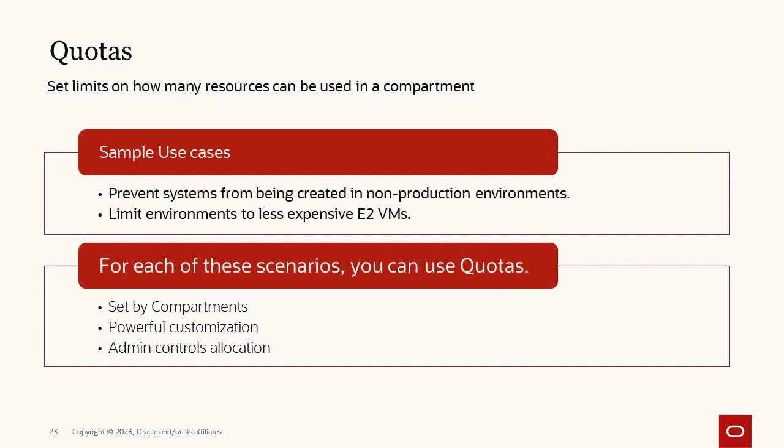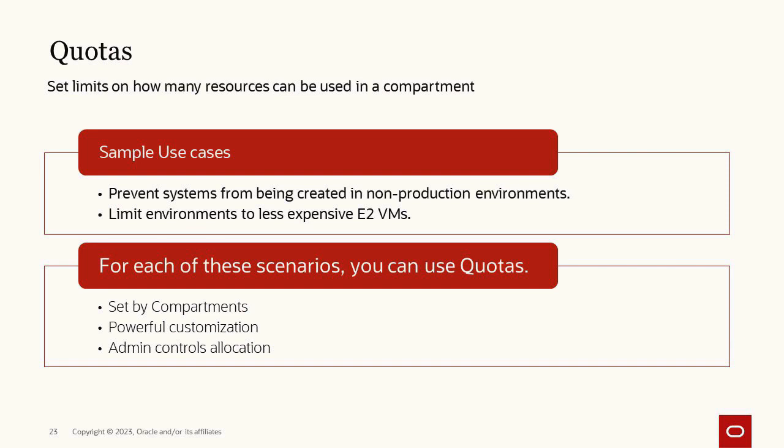Moving on to quotas. A quota is a tool that allows you to set a limit on resources that can be used within a specific compartment. Some reasons you might want to use quotas is to prevent systems from being created in non-production environments. There's probably not a great reason for a real application cluster, a bunch of database nodes, to be spun up in development. Maybe a 2-node cluster if you're trying to test high availability or disaster recovery, otherwise 1-node clusters. So you would just be wasting that capability.